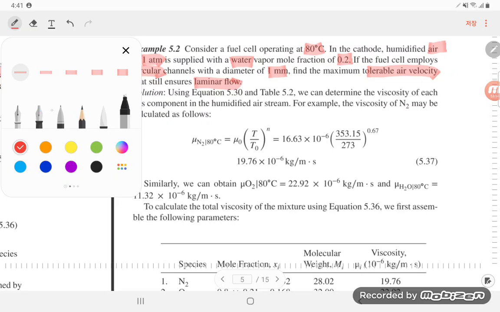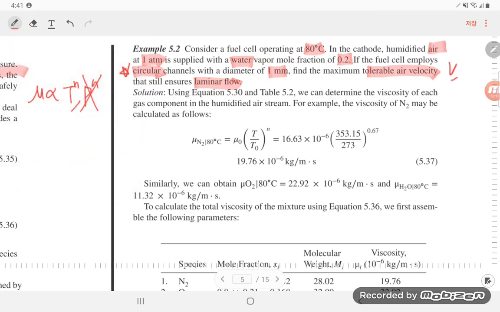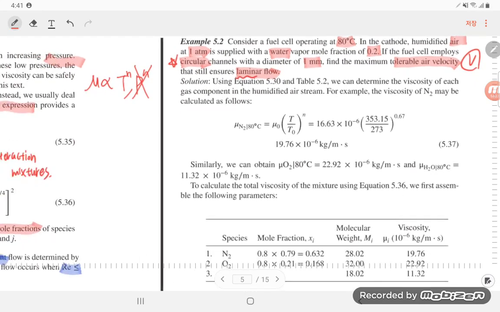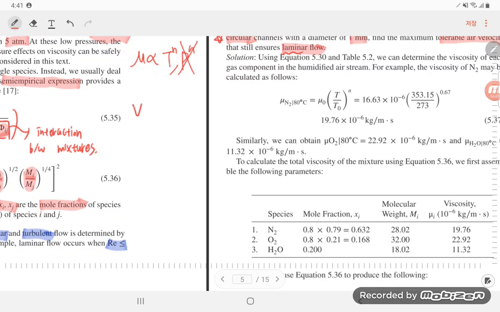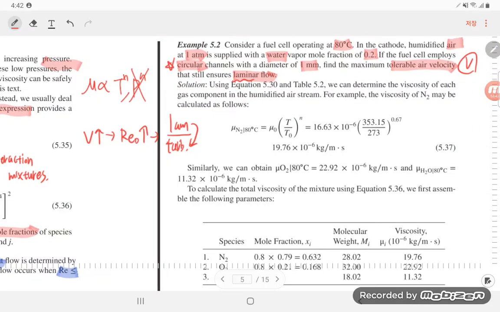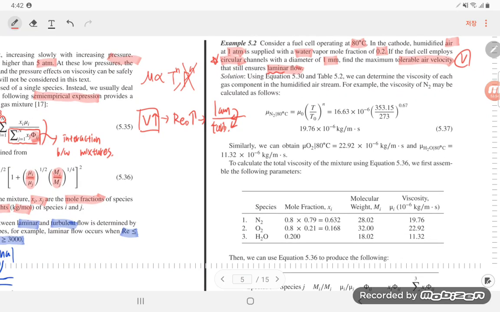Okay, we should find the velocity that makes the flow turbulent. If the velocity of the flow is increased, then the Reynolds number will increase, and the laminar flow can convert to turbulent flow. So the meaning of the question is to find this point, to find the velocity that makes this transition.